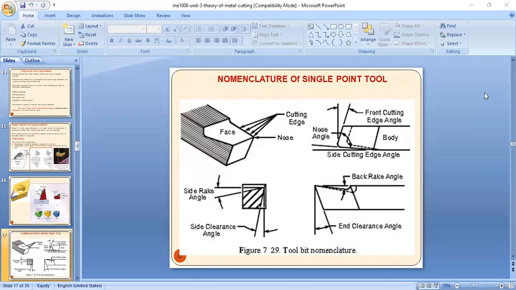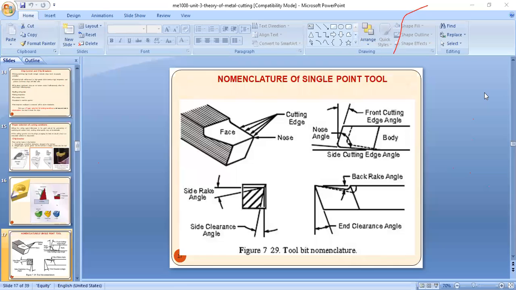So what is the rake angle? What is its significance? You have to know. It is the rake or slope of the tool. If you try to see the diagram, you can understand better. It is the rake or slope of the tool face, formed between the tool face and a plane parallel to its base. So that is the rake angle.